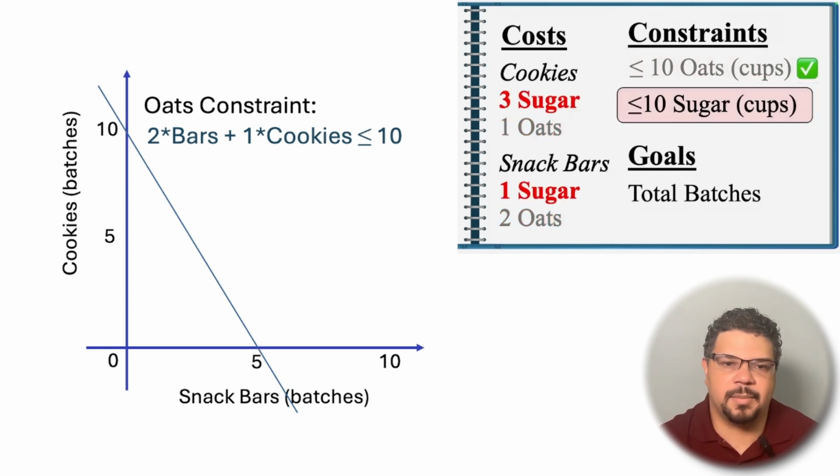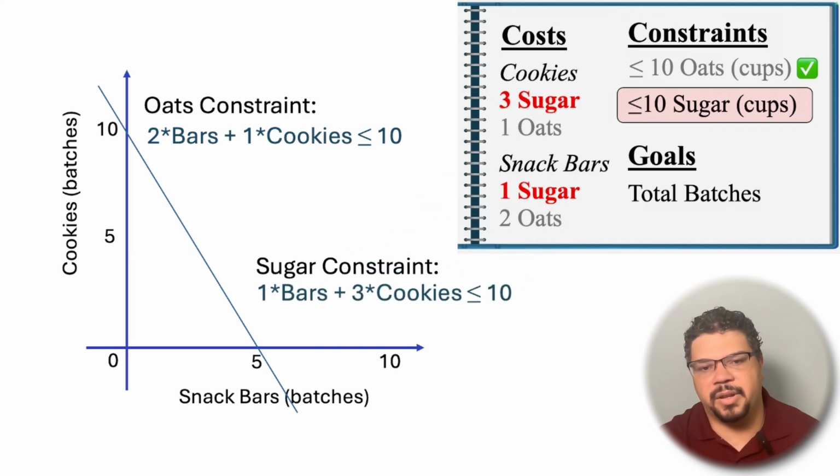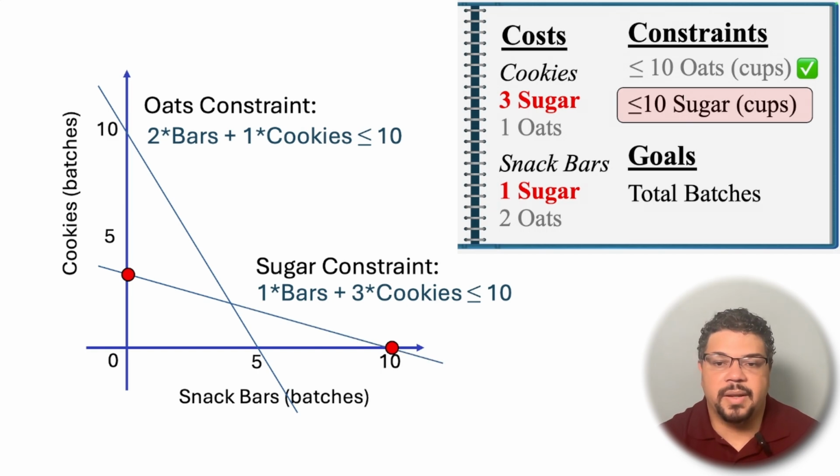We also have a 10 cup limit, so we need a sugar constraint. A snack bar uses 1 cup of sugar and a cookie 3 cups. So we need 1 times batches of bars plus 3 times batches of cookies to be 10 or less. Making only cookies means we have enough sugar for 3 1/3 batches of cookies, while cooking only snack bars means we have enough sugar for 10 batches of bars. Again, connecting the line between these 2 points covers all possible other combinations of bars and cookies within this limit.